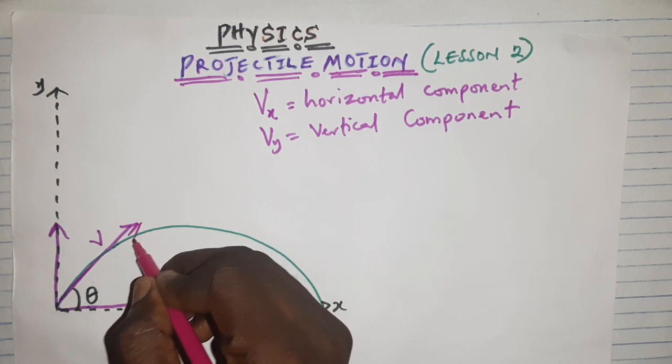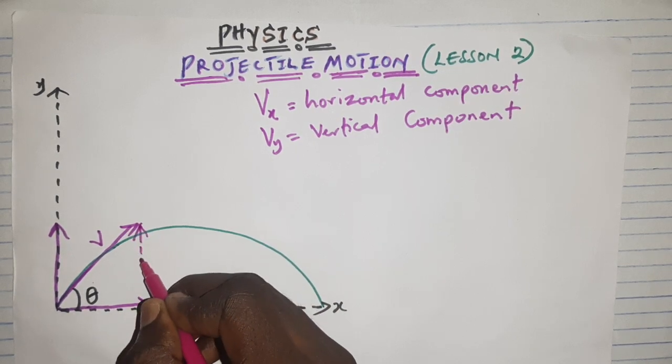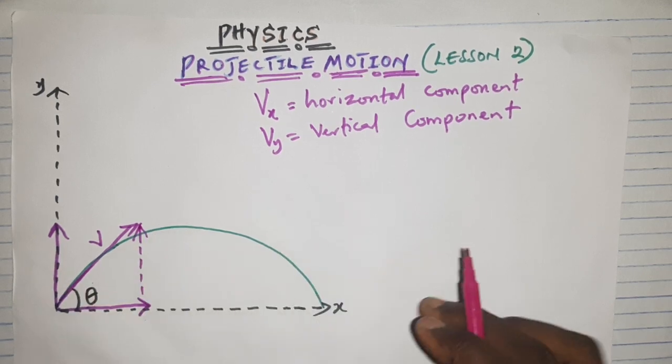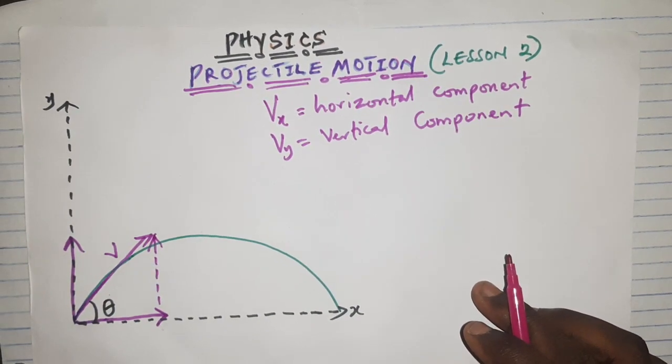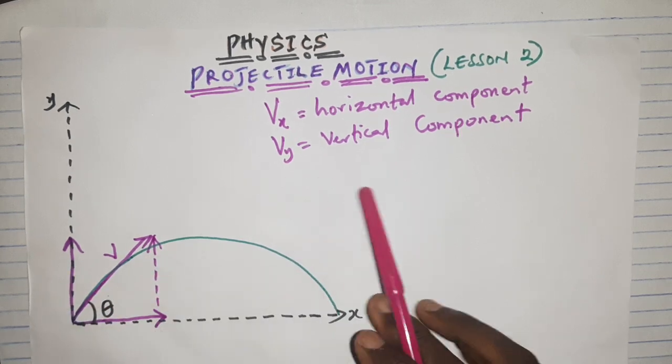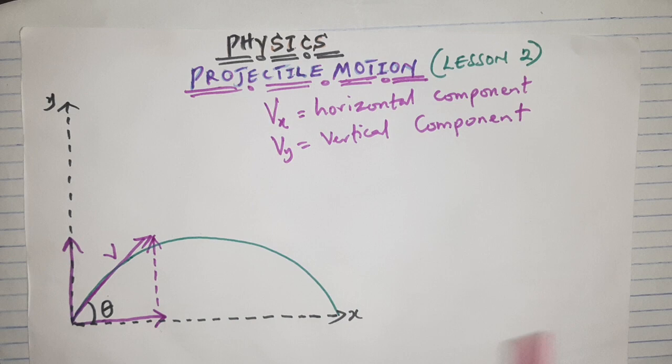Let's do it this way also. We can also do it this way for the vertical component. And mind you, this vector here and this vector here are symmetrical. So I can equally call this the vertical component or this the vertical component. And this here is the horizontal component.